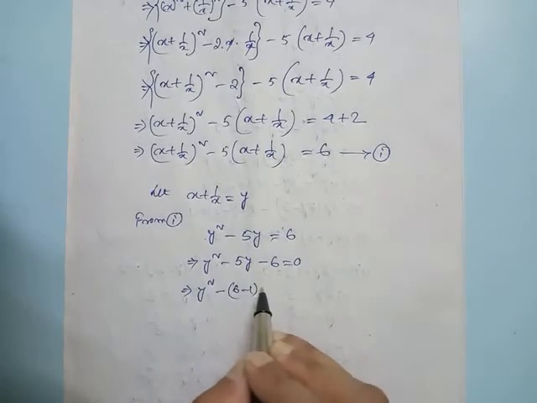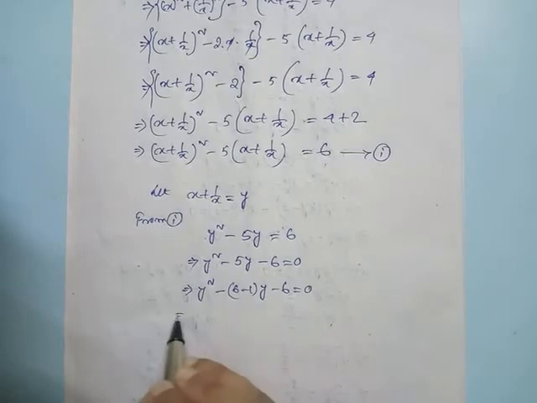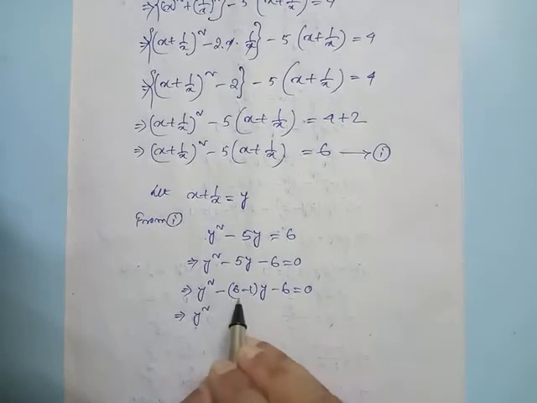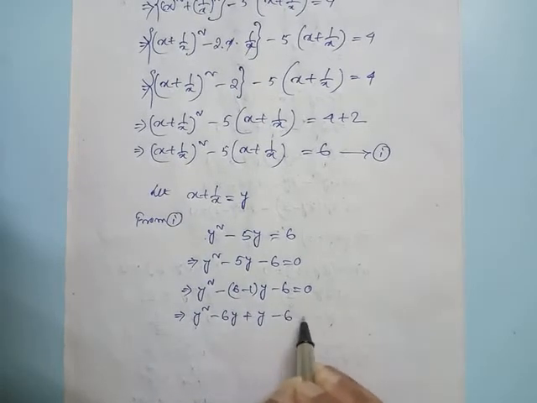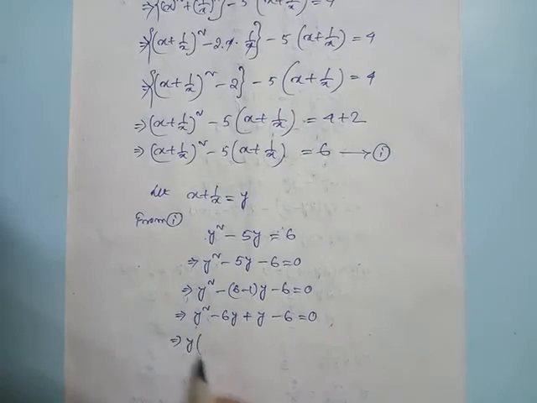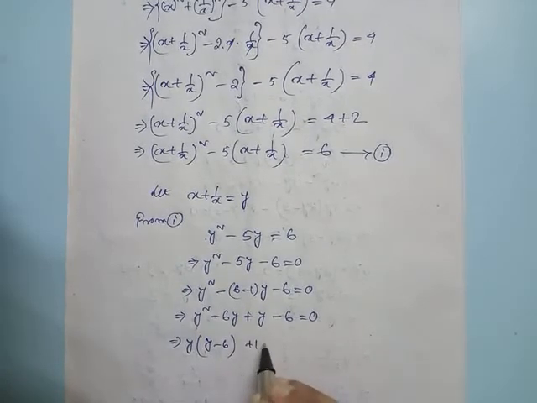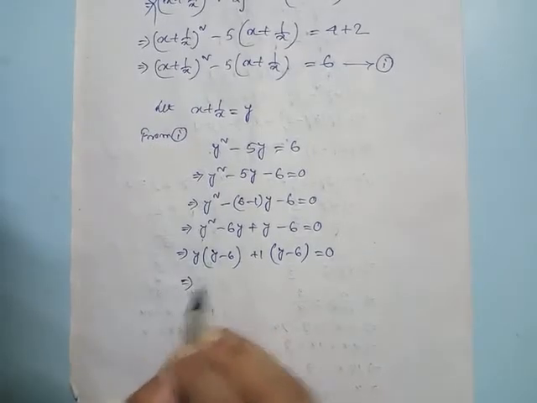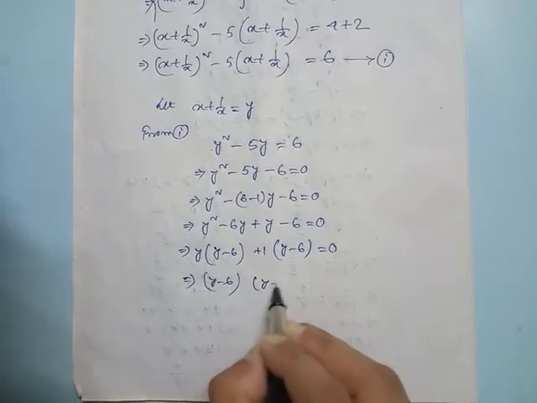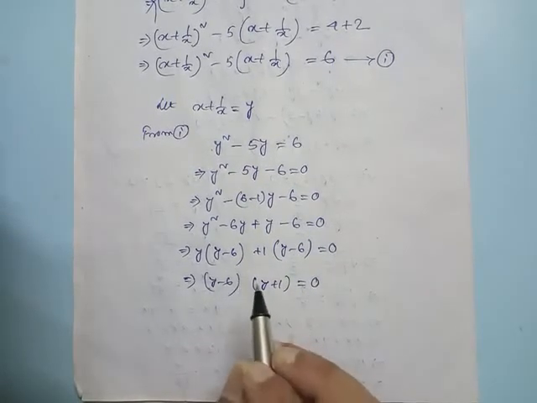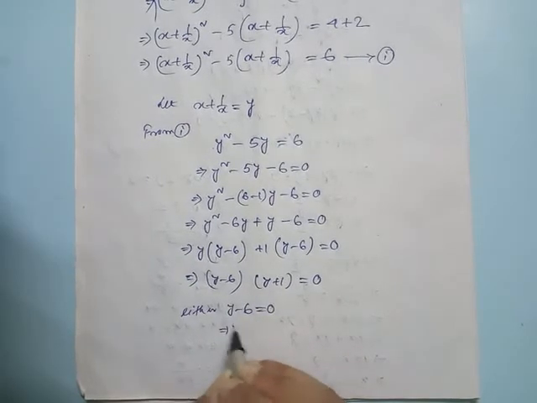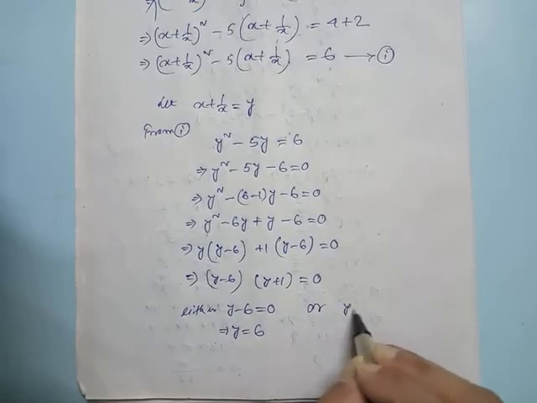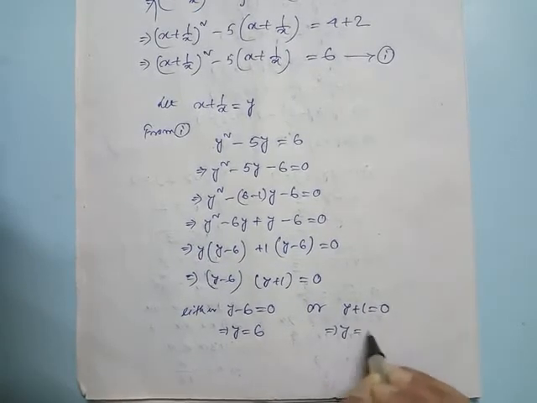Easy way: 6 minus 1 is 5, so y² − 6y + y − 6 = 0. Now take y common: y(y − 6), and here take +1 common: 1(y − 6) = 0. So after that, student, (y − 6)(y + 1) = 0. Now either y − 6 = 0, so y = 6, or y + 1 = 0, so y = −1.